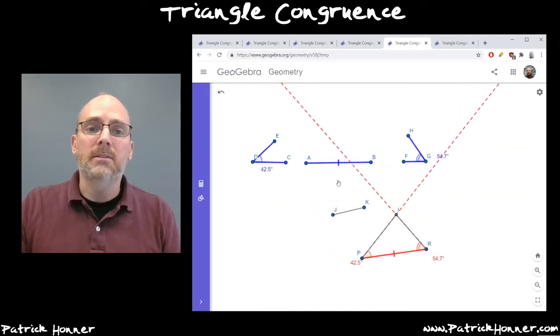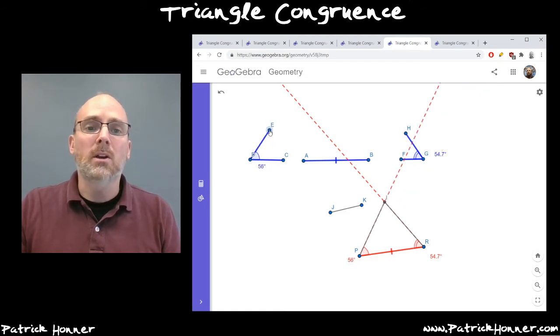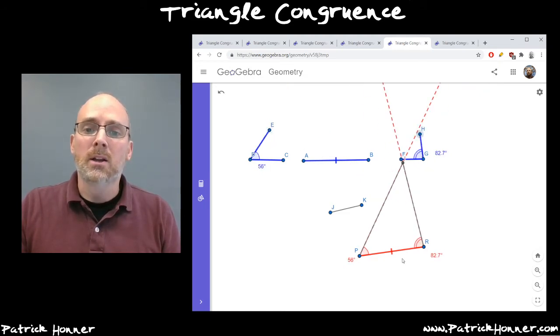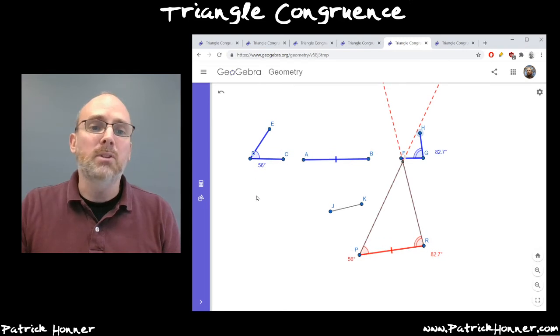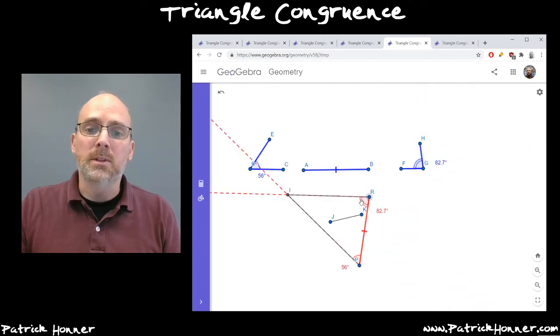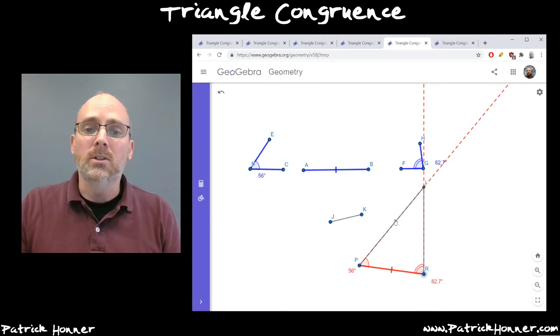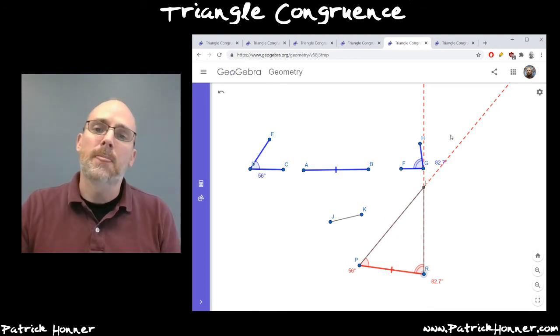So here we have two angles and a side between them. And notice that regardless of what those angles are, there's going to be a unique place where those angles intersect right there, and that is going to determine a unique triangle. And so angle-side-angle is also a congruence theorem, or congruence condition.